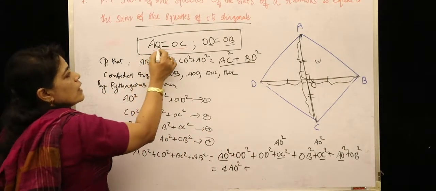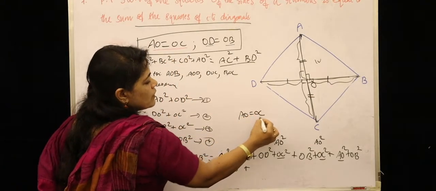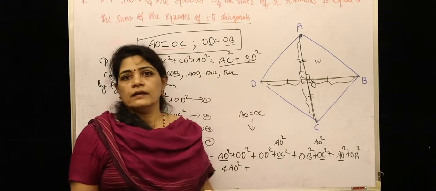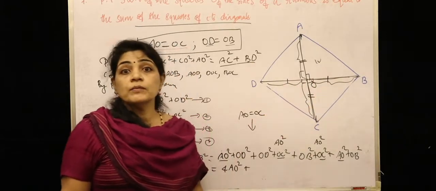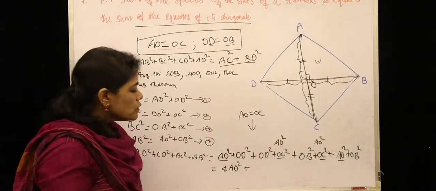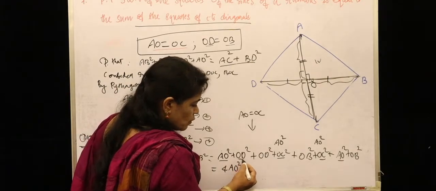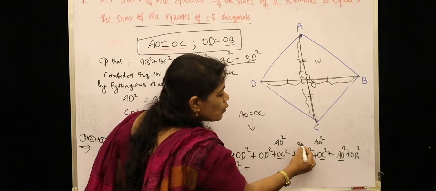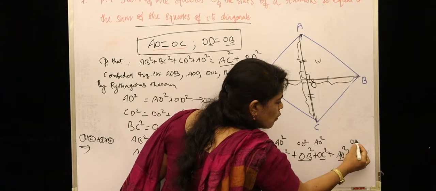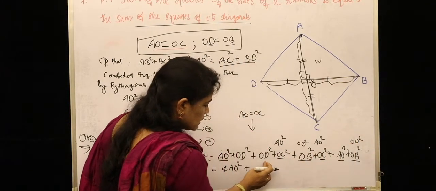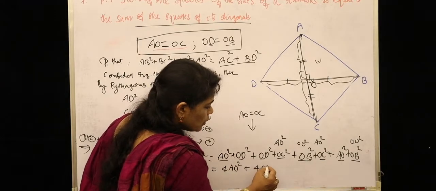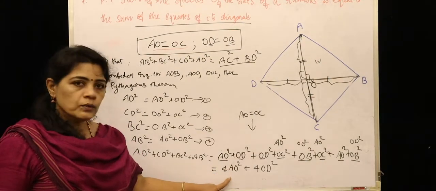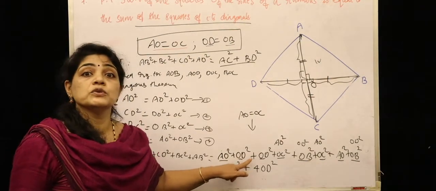Why? Because here we have AO equal to OC. We applied this result. And another one, OD can be equated to OB. OD and OB are the same, as the diagonals are perpendicular bisectors of each other. So here I am not going to make any change in OD square. So 2 OD square. But OB can be written as OD, so here also OB square becomes OD square. So 1, 2, 3, 4. So 4 OD square. Idea is clear? So now we have reduced this RHS into two terms.